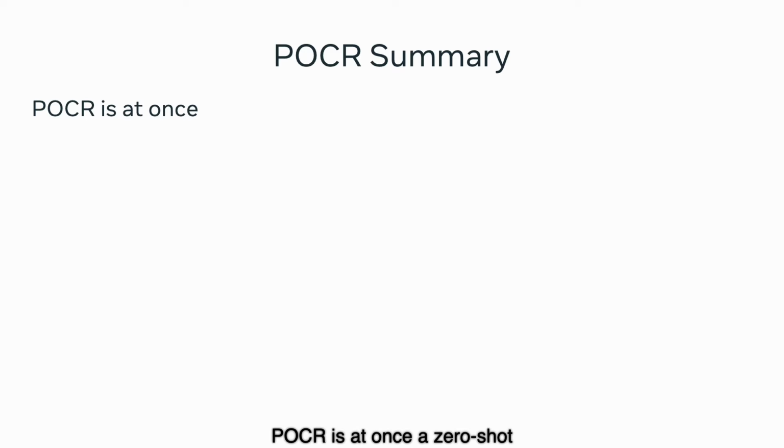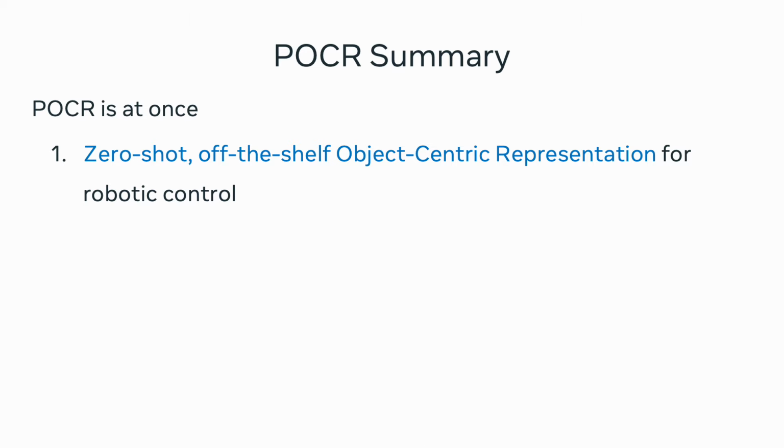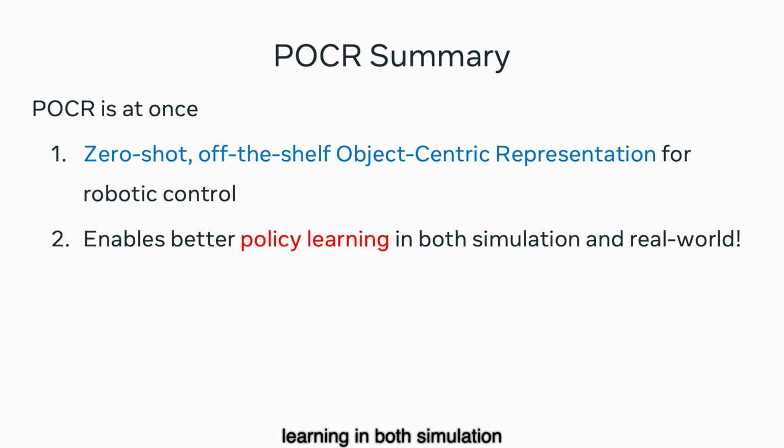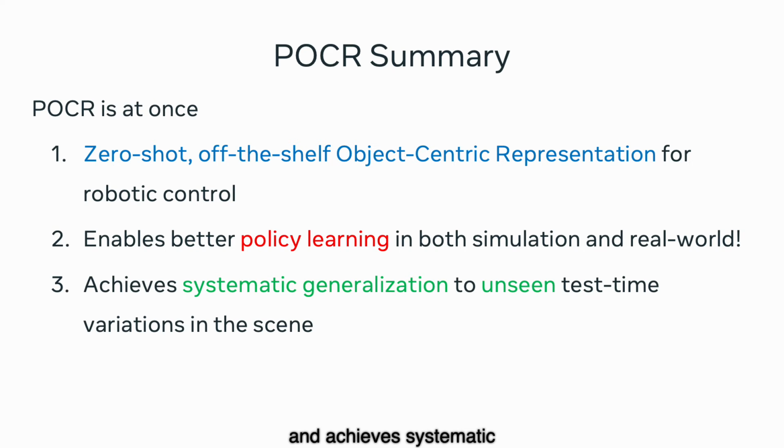To sum up, POCR is at once a zero-shot off-the-shelf object-centric representation for robotic control, enables better policy learning in both simulation and real world, and achieves systematic generalization to unseen test time variation.